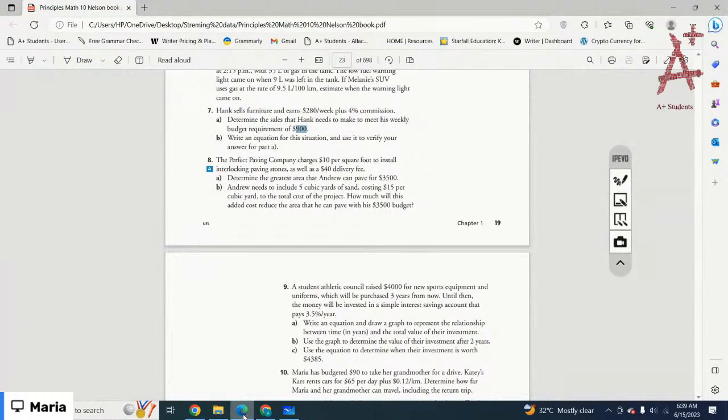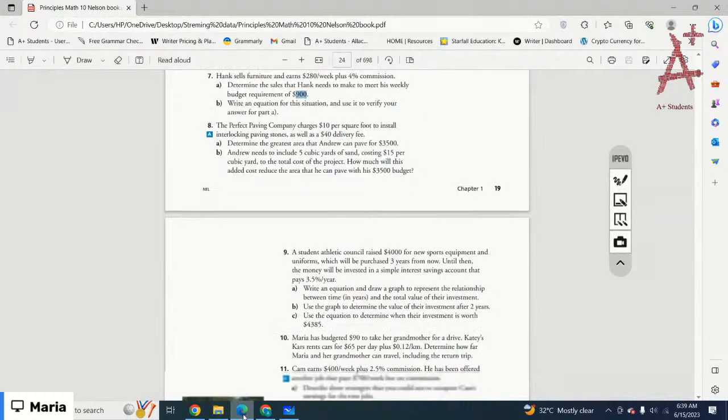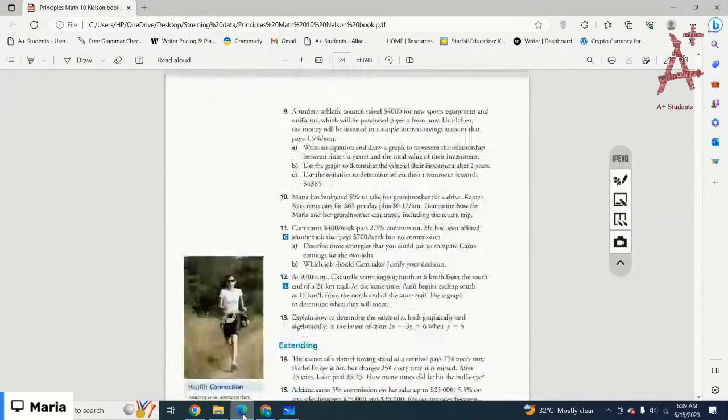Okay, let's look at question number 11. Cam earns $400 per week plus 2.5% commission. He has been offered another job that is $700 per week but no commission. Describe three strategies that you can use to compare Cam's earnings from the two jobs. Which job should Cam take?